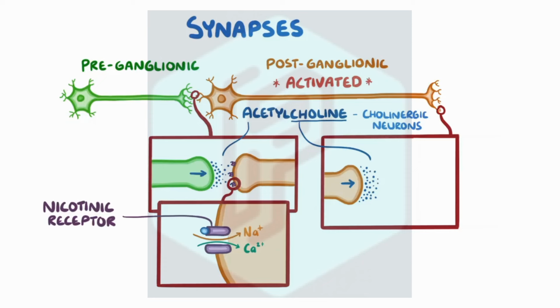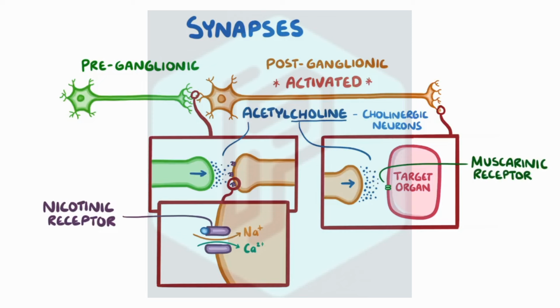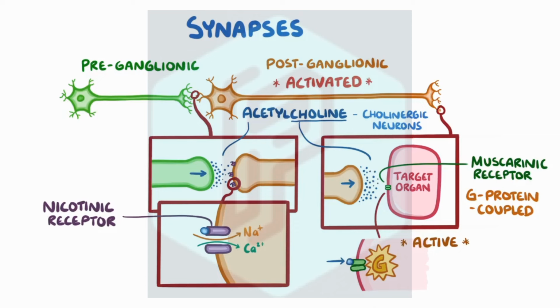Postganglionic neurons are also called cholinergic neurons because, like the preganglionic neurons, they also release acetylcholine. This time, however, the acetylcholine binds to muscarinic receptors on the cells of target organs. Muscarinic receptors are G-protein coupled receptors, meaning that when acetylcholine binds, they activate intracellular proteins called G-proteins. These G-proteins ultimately enable cells to change in a number of ways, and that's how the parasympathetic nervous system creates change at a cellular level.